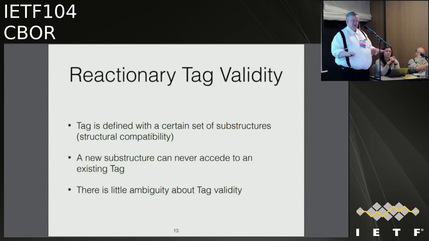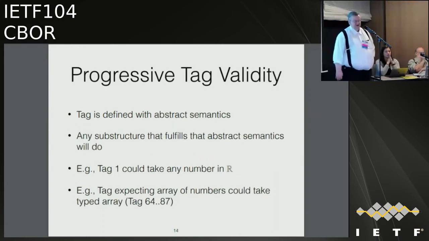So the good thing about the reactionary approach is it leaves very little ambiguity about tag validity, even at the generic level. But as Jeffrey already has said, tag validity is really more interesting at the application level, and the application might be quite happy to accept a new type substructure in that tag. Let me just quickly explain the other one. The progressive tag validity works by having the tag defined with some abstract semantics. So for instance, tag 1 could have said any real number can be a tag value.